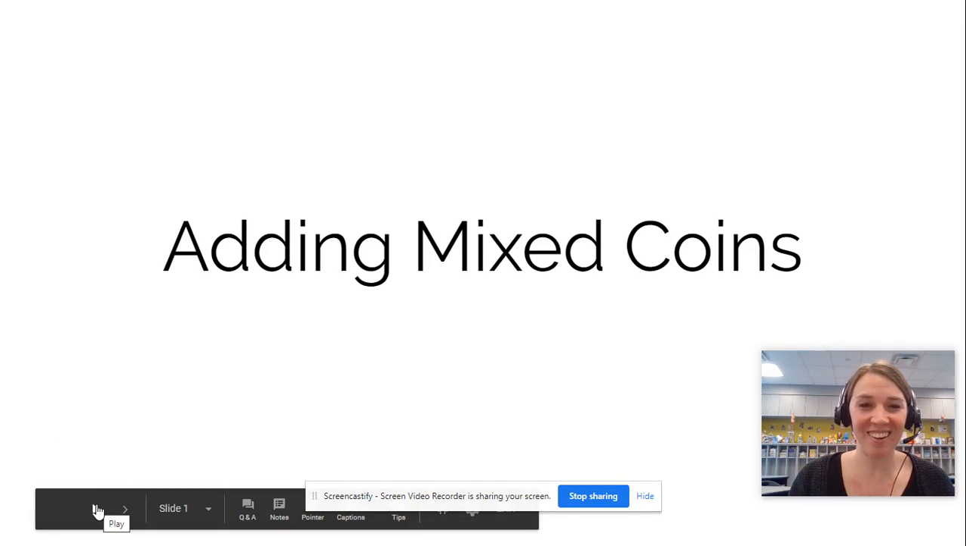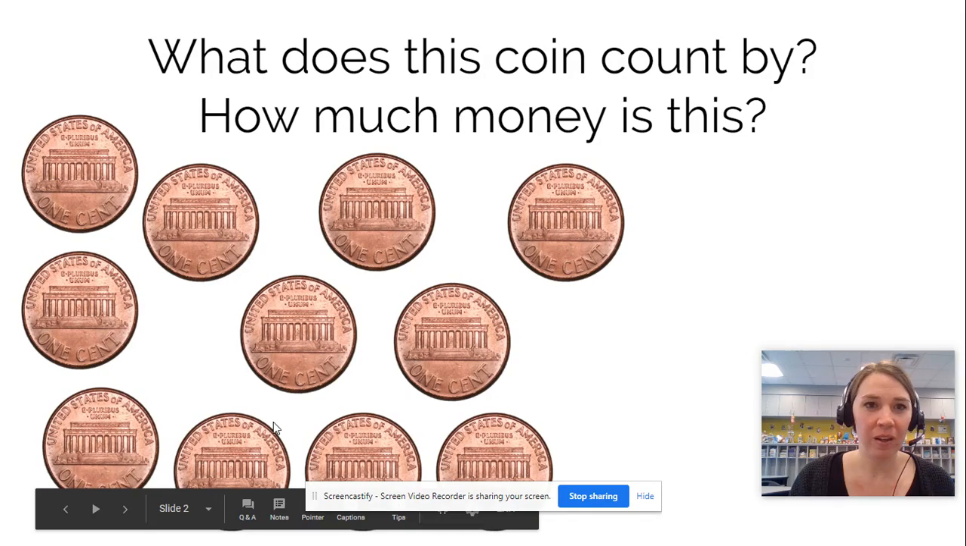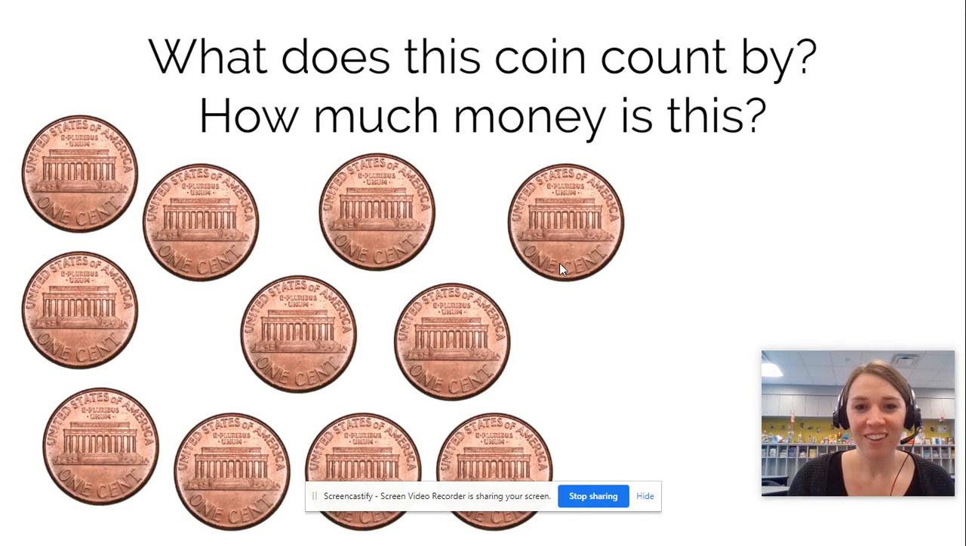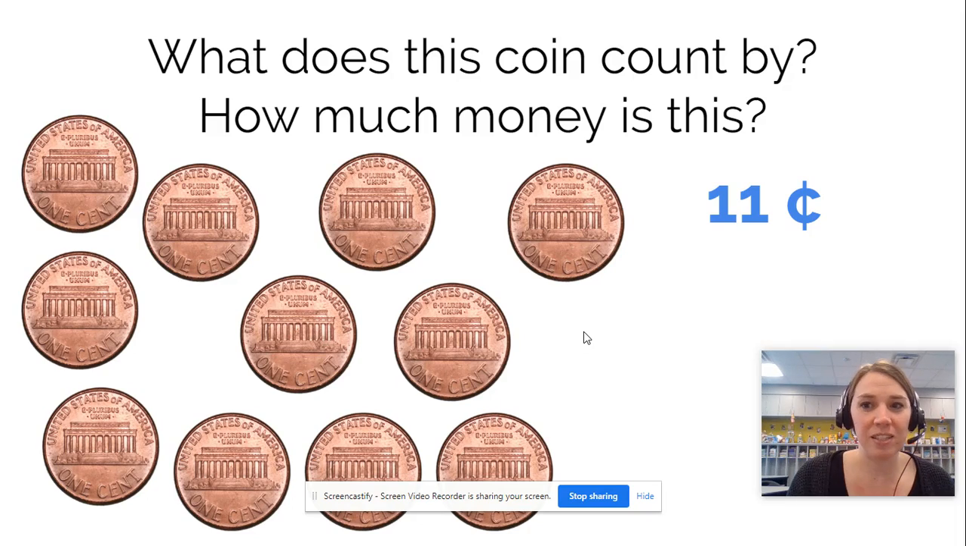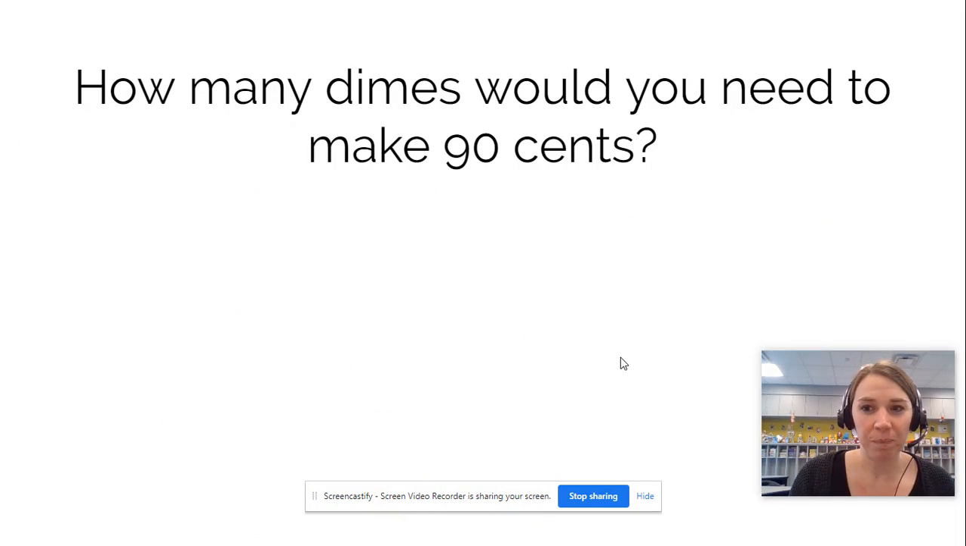This is Mrs. Carroll, and today we're going to talk about adding mixed coins. So first, we're going to start out with what does this coin count by? You're right, it's a penny, so it counts by ones. How much money is this? We can count by ones. 1, 2, 3, 4, 5, 6, 7, 8, 9, 10, 11. You could write 11 cents like this, or you can write 11 cents like $0.11.